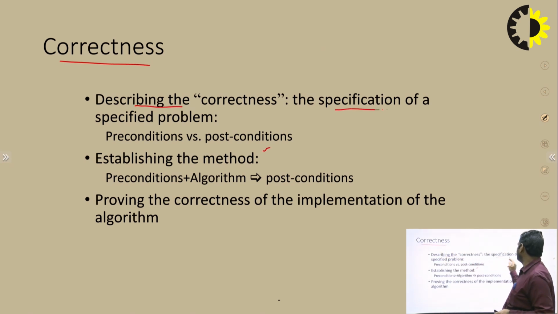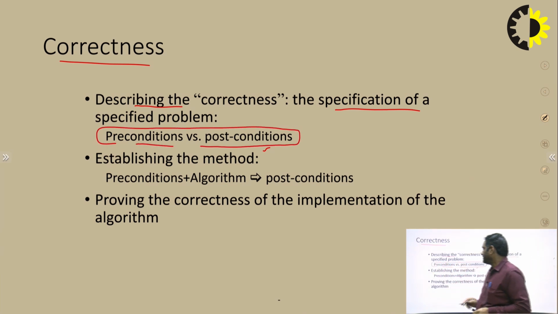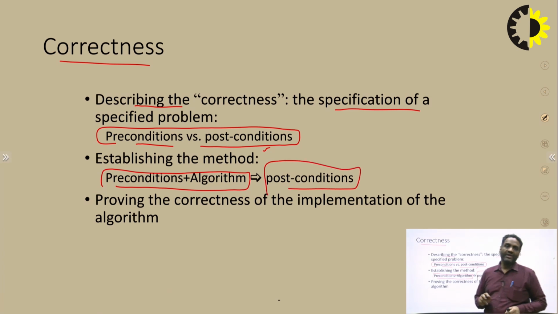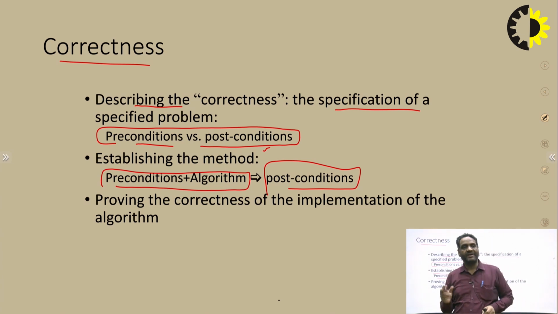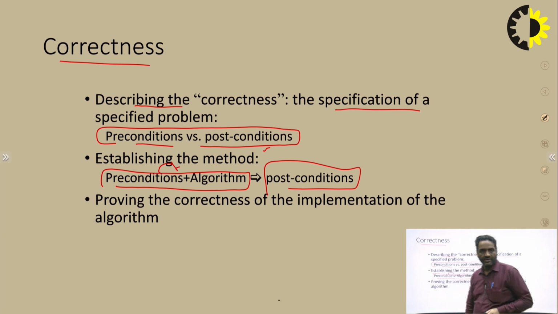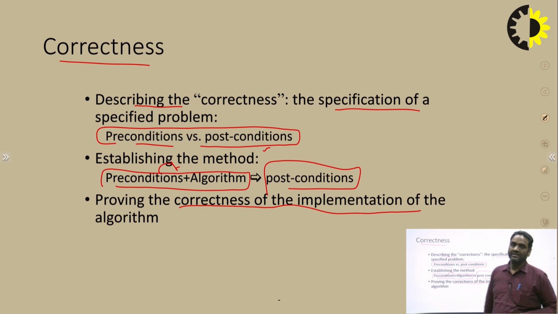Describing the correctness: the specification of a specified problem, that is preconditions versus postconditions. Establishing the method: preconditions plus algorithm gives postconditions. Or we can say we have a correctly specified input that we call preconditions. Then on this input we apply our algorithm, and then we get the final output that we are searching for, or we can say the solution of the problem. Then providing the correctness of the implementation of the algorithm. These are the things that define our correctness.